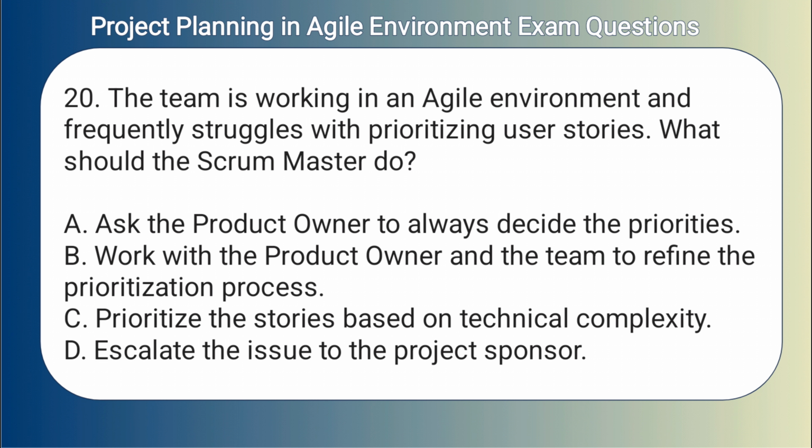20. The team is working in an agile environment and frequently struggles with prioritizing user stories. What should the Scrum Master do? A. Ask the product owner to always decide the priorities. B. Work with the product owner and the team to refine the prioritization process. C. Prioritize the stories based on technical complexity. D. Escalate the issue to the project sponsor.